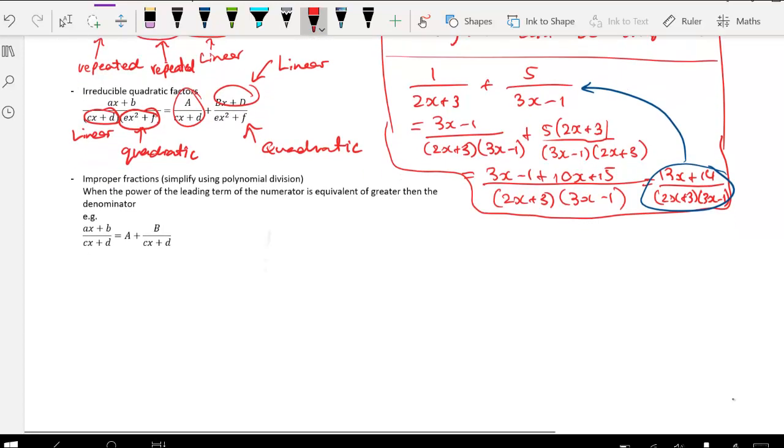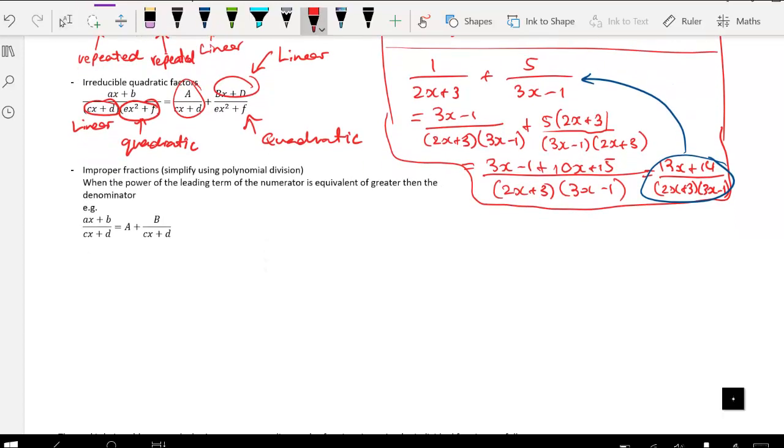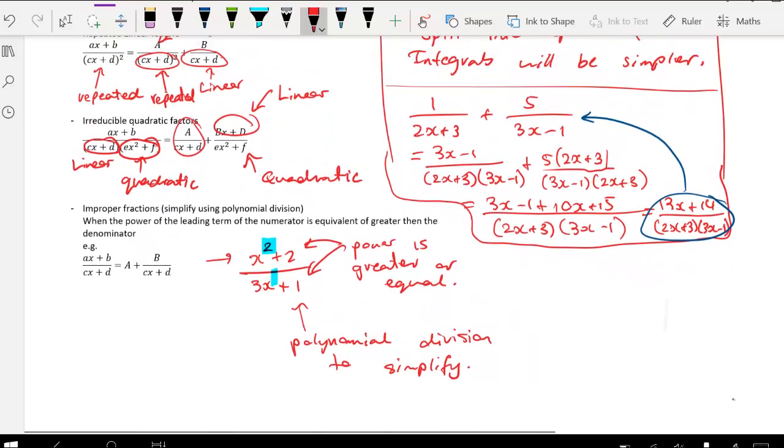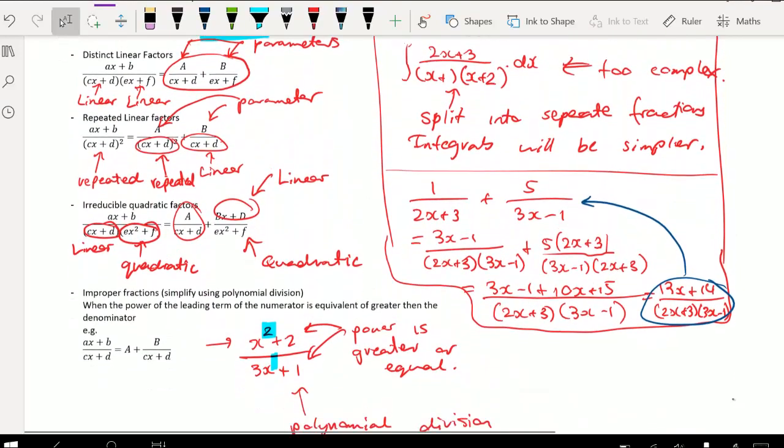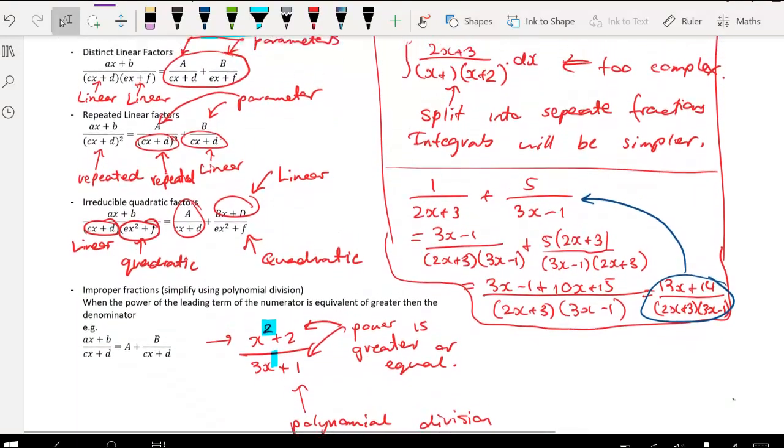And then our last form is if we have an improper fraction, and that is if the numerator is greater than the denominator. So in other words, we might have x squared plus 2 over 3x plus 1. This one is a quadratic, so it has a power of the leading term of 2, where this one has a power of the leading term of 1. If that power is greater on top, or if it's the same, so power is greater or equal, we'll first have to perform a polynomial division to simplify. So every scenario will end up being one or maybe a combination of each of these scenarios.